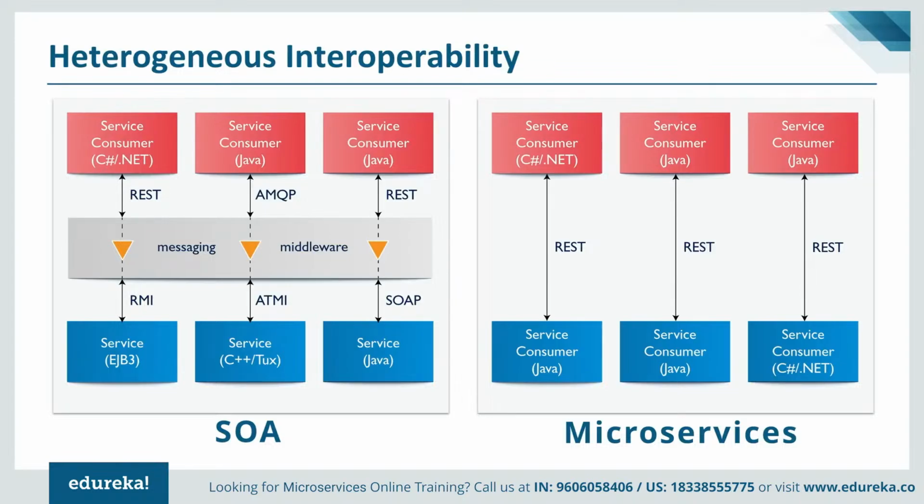And similarly, if you have another Java application which wants to communicate with another Java application, the communication would take place with the help of a REST API. And similarly, Java to C# or .NET would again take place with the help of a REST API. So there is no broker or middleman here, which is a messaging middleware. The communication is directly to the other application.